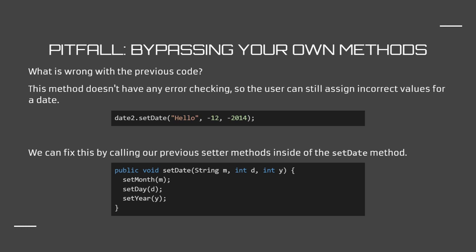What is wrong with the previous code? This method doesn't have any error checking, so the user can still assign incorrect values for a date. So again, you could just set random nonsensical values through this method. Now, we could just re-add all of the error checking into this method, or we could also just call our previous methods in this one.